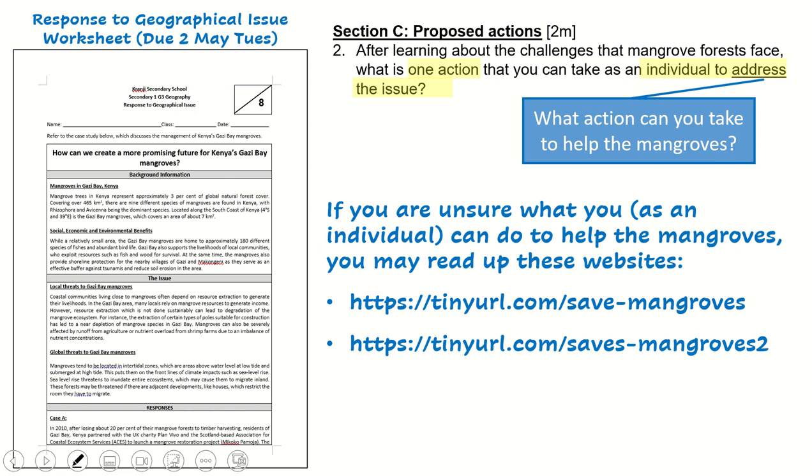Maybe you can learn more about the mangroves and volunteer to educate Singaporeans at the Sungei Buloh Wetland Reserve, or teach them more about the importance of mangroves in the ecosystem. You can also educate people about making sustainable options when they choose to buy food, so that it is not harvested from areas which deforest mangroves because they want to have prawn farming in the area. So if you have really no idea, here are two good websites. You can read up on these websites. So you can pause me now and do this question too.